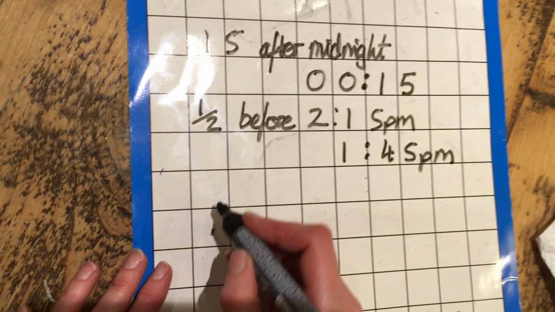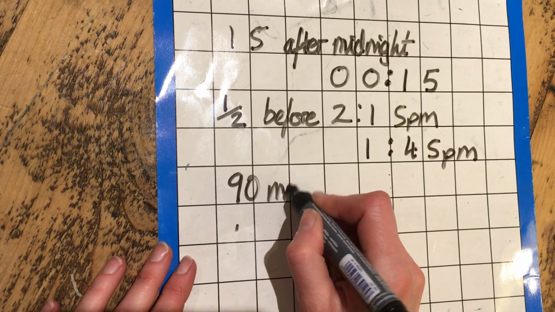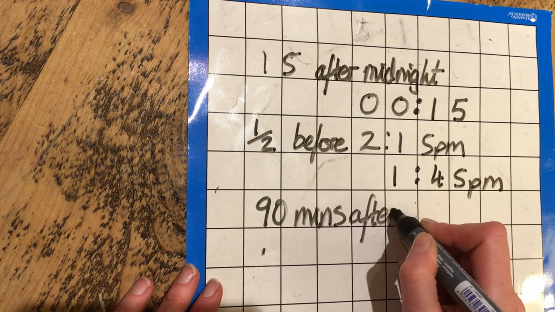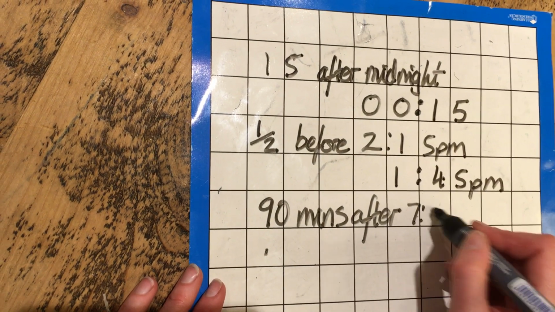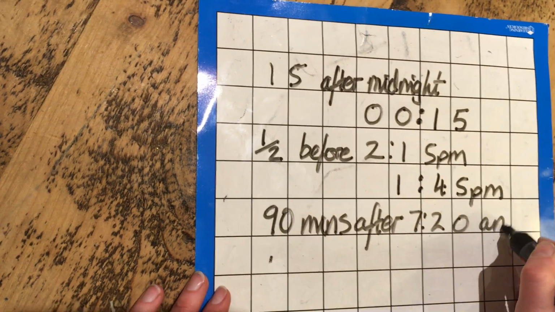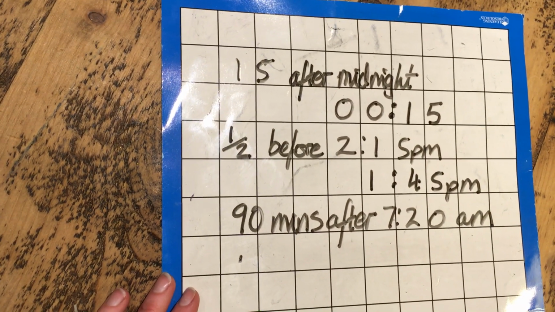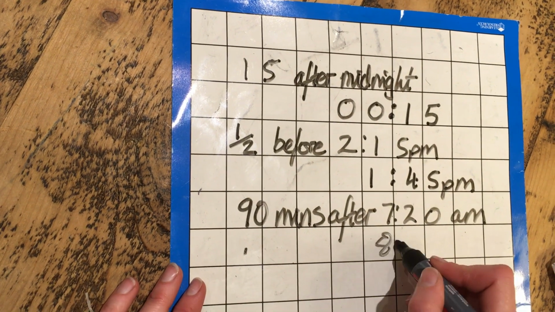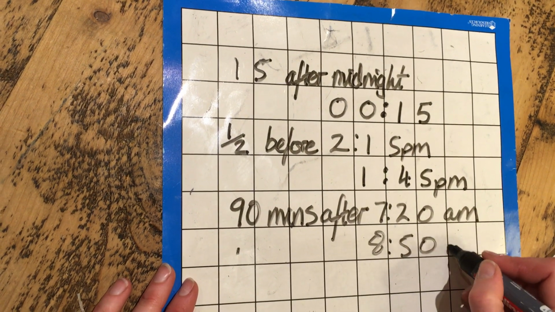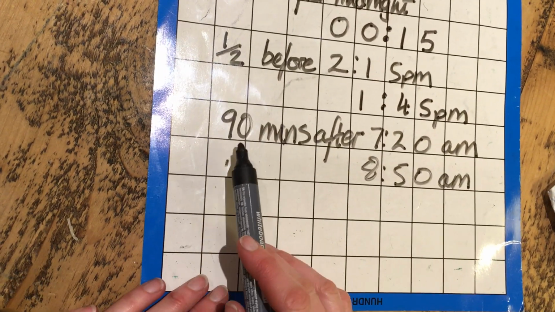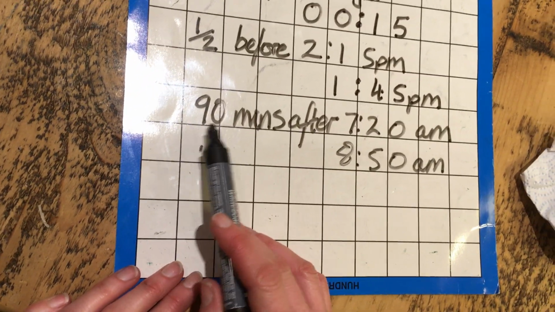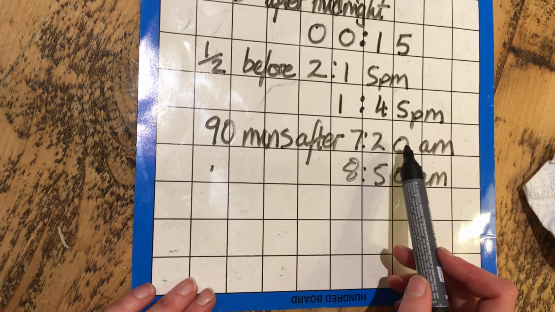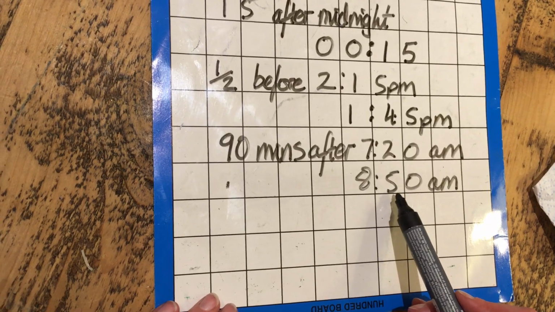Next one, 90 minutes after 7:20 a.m. And the answer, 8:50 a.m. You say to yourself there, 90 minutes is an hour and a half. So 1 hour makes 8:20, and another 30 minutes is 8:50.